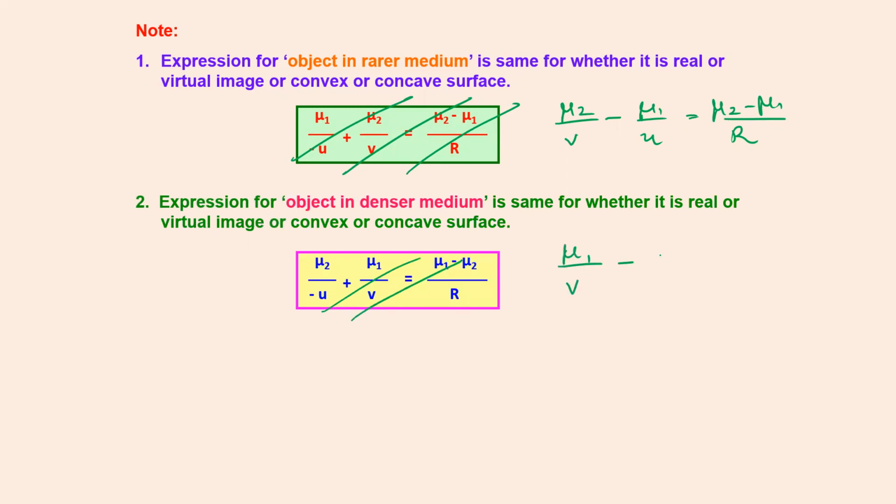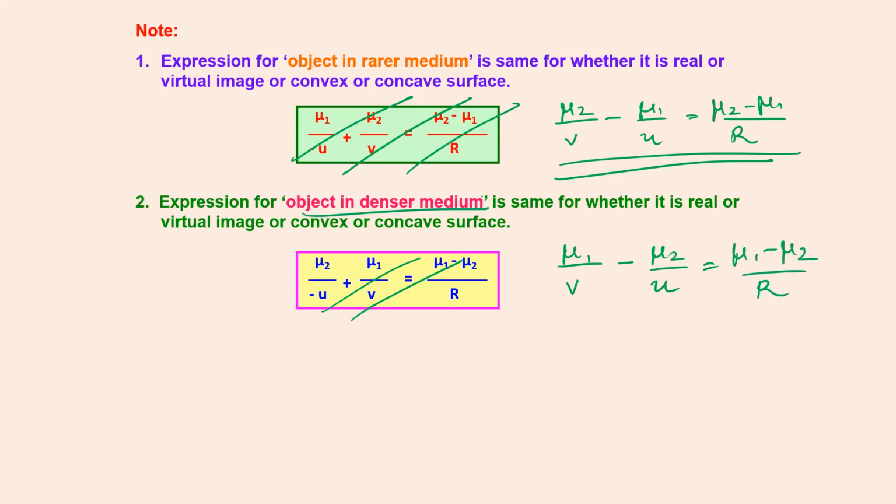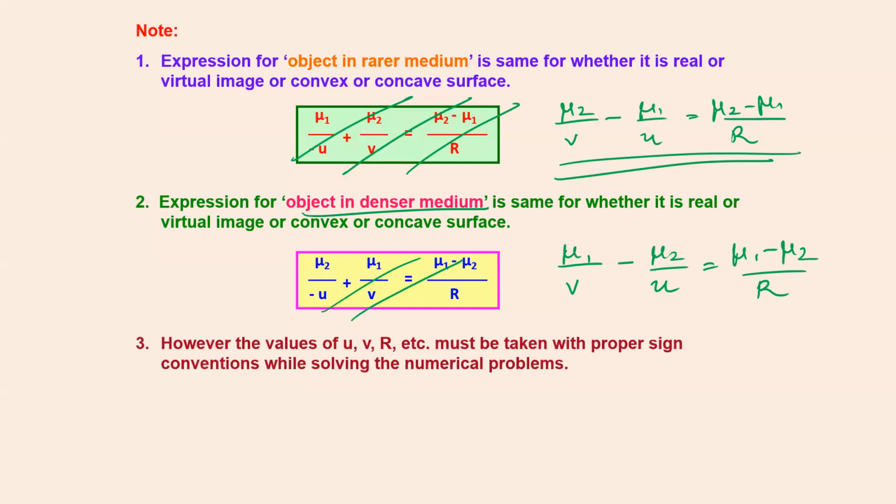We are not going to remember in this manner: mu1 by v minus mu2. You can see that I'm just replacing in the top formula mu1 by mu2 and mu2 by mu1. If it is denser to rarer, just replace mu1 and mu2. That's it. And u, v, and r must be taken with the proper sign.